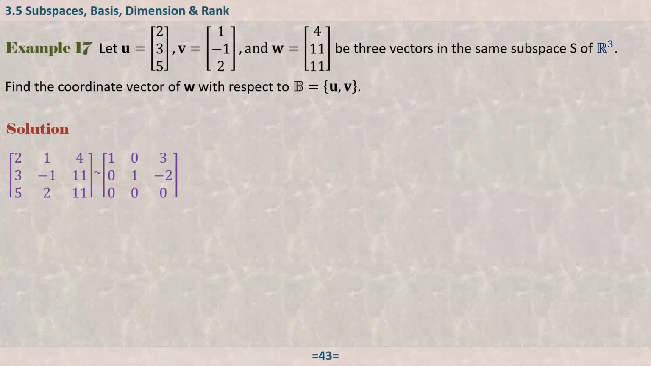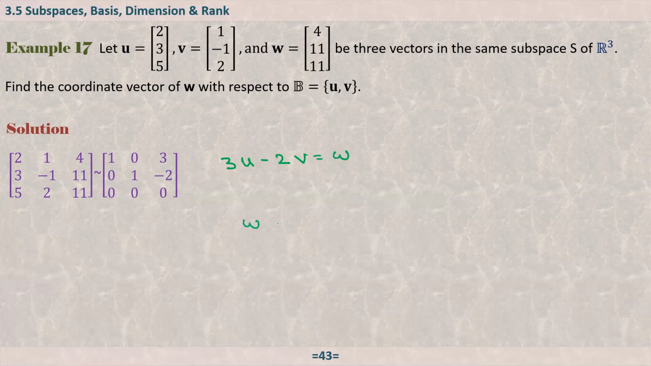And this is our last example for today. Tomorrow we'll talk about linear transformation. So let U, V and W be a similar example, just with different numbers. Again, these are 3 vectors in the same subspace S of R3. Find the coordinate vector of W with respect to B. So again, that is our matrix. If you reduce this to reduced row echelon form, we will get this. From here, you can see that 3 times the first column, that is U, minus 2 times the second column, that is V, gives us W.